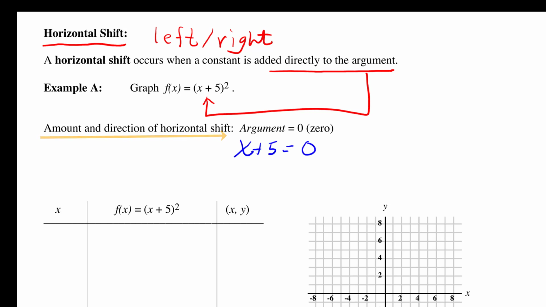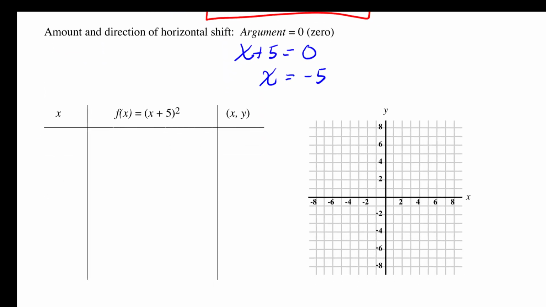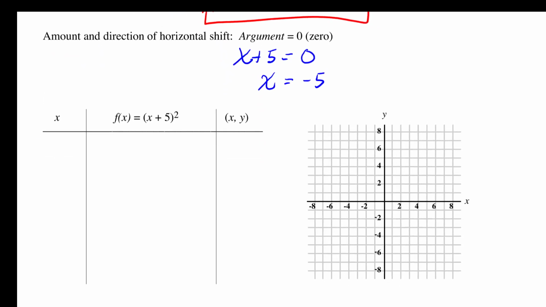So the way we do that is to set the argument equal to 0. Take that whole x plus 5, set it equal to 0, and solve. X equals negative 5. That tells us where to start our x values when we choose x values to put into the function. You see we're starting at negative 5, and we get 0, negative 5, 0. And we can locate that point in the xy plane. Notice, and this is going to end up being the vertex, it has been shifted from the origin, 0, 0.